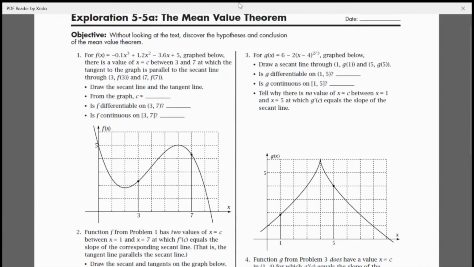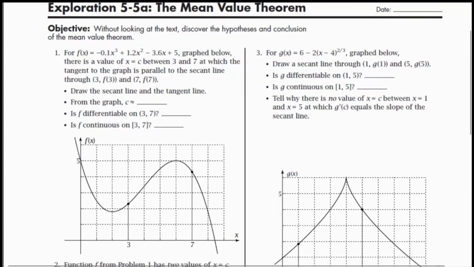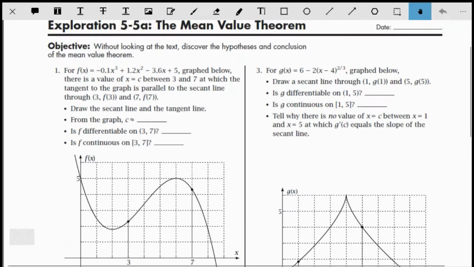So on this exploration, I'm going to have you work through most of this. I'm going to show you the first problem, and then I'm going to have you pause the video. I'm going to let you work through the rest of these, and then I'll just briefly go through the solutions, and it'll give you an understanding of what we're getting at here with the mean value theorem. So this first problem, there's a cubic function, and it says we're looking at the interval between 3 and 7, and they ask us to do a few things here. It says draw the secant line and the tangent line, and then what is C approximately equal to? So I'll explain what they mean by that.